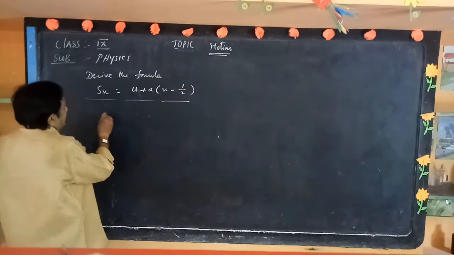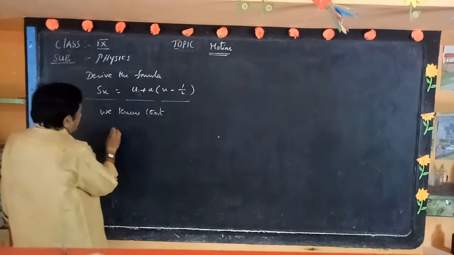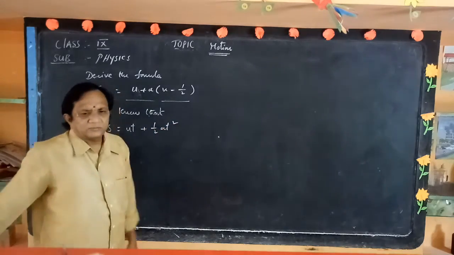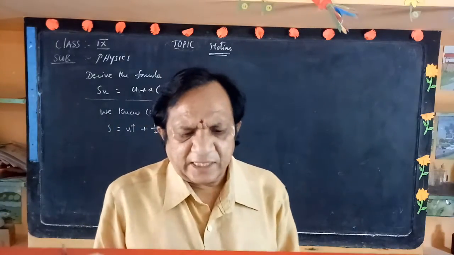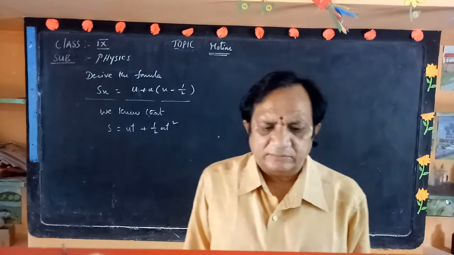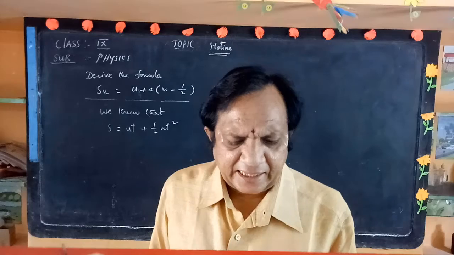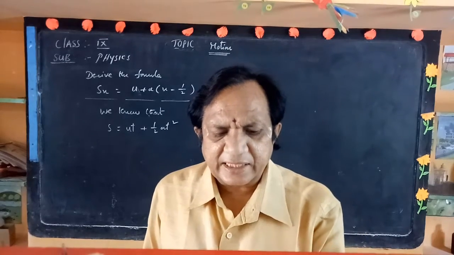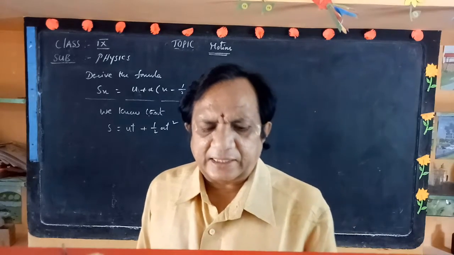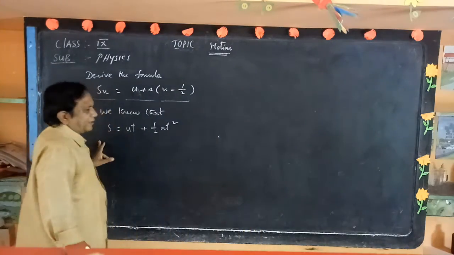What is the second equation of motion? We know that S is equal to ut plus half at square. This application we know. From this equation we can calculate the distance traveled by the body in n seconds, and in 1 second, how much distance it can travel. Similarly, in n minus 1 seconds, the distance traveled by the body is to be calculated. Two times will be taken, and by substituting in this equation we can apply.